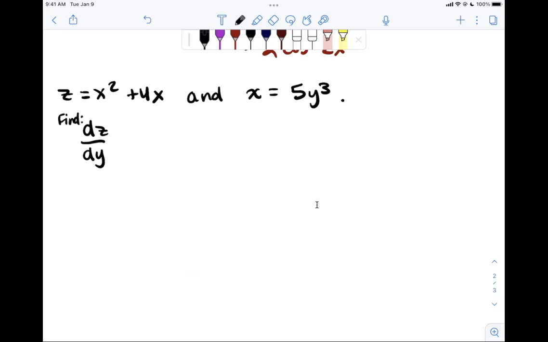So see if you can work this out. The variables are a little bit unusual, but see if you can still make that work and formulate the chain rule accordingly. In this case, usually u was your intermediate variable. In this case, x is going to be the intermediate variable.